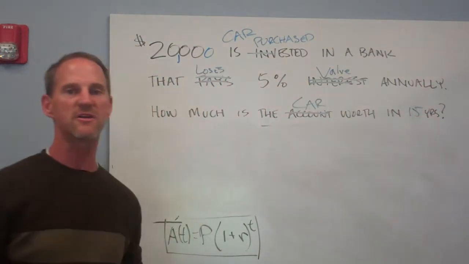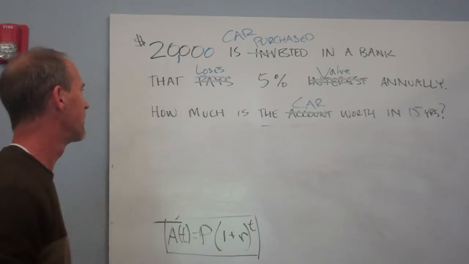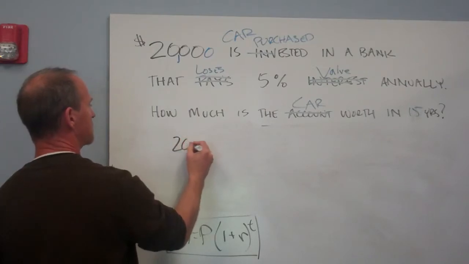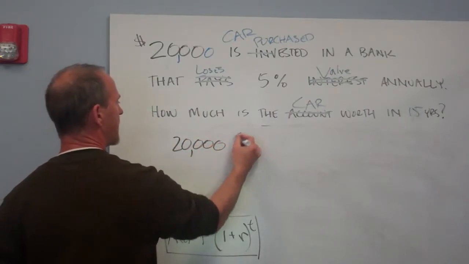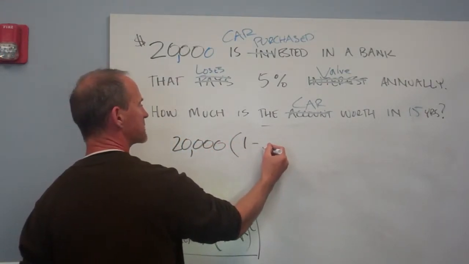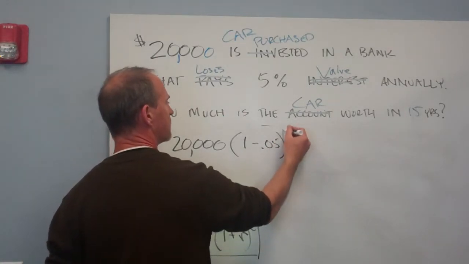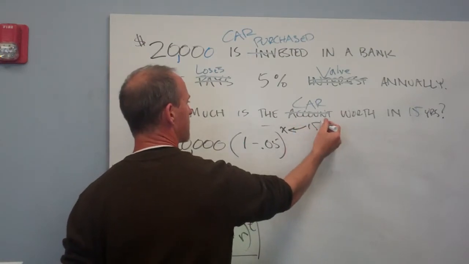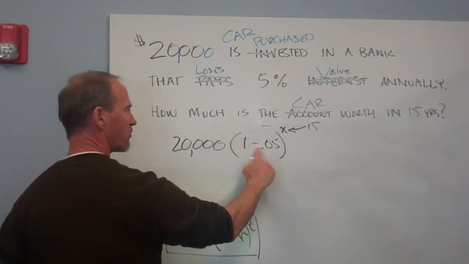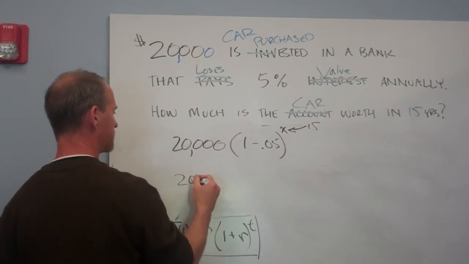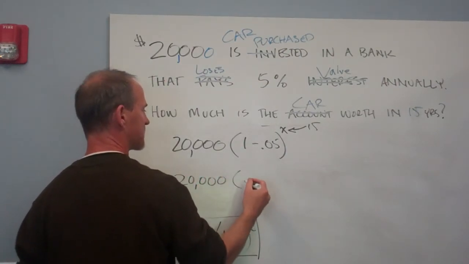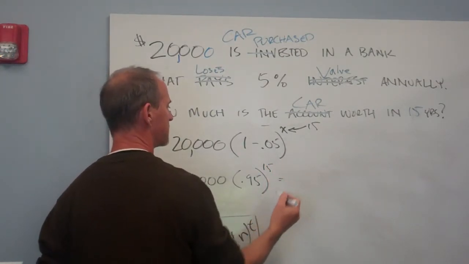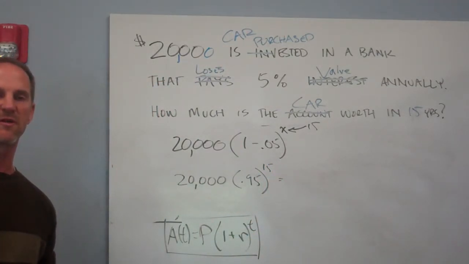Okay? So your car is losing 5% of its value every year. It's the same type of thing. We say, okay, we've got a $20,000 car, and it's at 1 minus 0.05 for X number of years, in this case 15 years. And so we just simply do the math here. 1 minus 0.05 would be 20,000 times 0.95, and then to the 15th. And you can type that into your calculator and see what that would be worth.